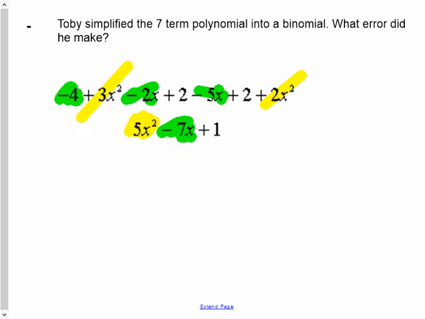And finally, a negative 4 and a positive 2 and a positive 2 is going to make 0, not 1. So Toby's error came right there, right? You should have had a 0 or nothing there for a constant because they would have canceled each other out.